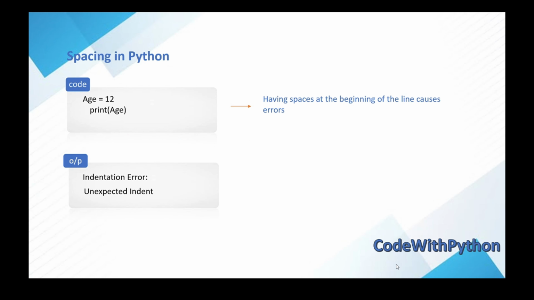So next here we are going to see about spacing. Okay, spacing in Python. age is equal to 12, print of age. Before print we have some space here, right? So what is the output? The output is an indentation error, unexpected indent. Having spaces at the beginning of the line causes errors, so we should avoid errors. We should not give any spaces at the beginning of the code. We will see more about indentation in coming topics.